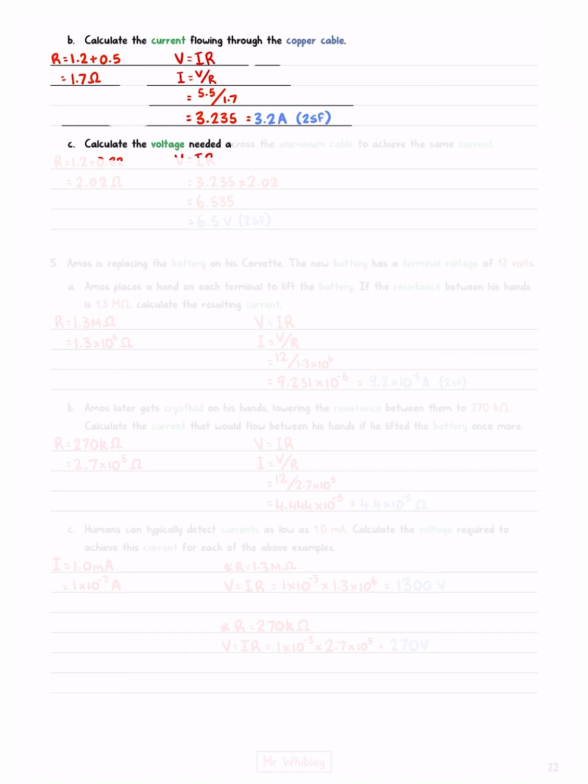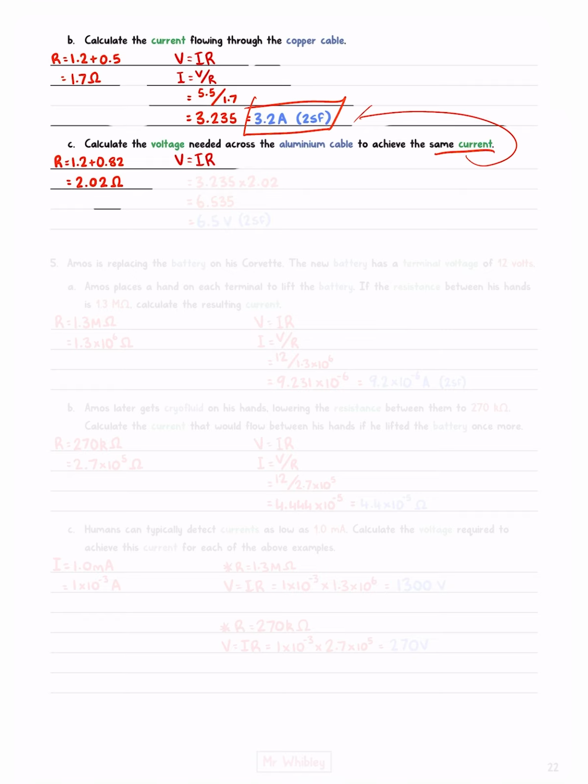Calculate the voltage needed across the aluminium cable to achieve the same current. Our total resistance is now the resistance of our device, 1.2, but now added to that is the increased resistance of our aluminium cable, 0.82 ohms, which gives us 2.02 ohms. Once again, knowing that V is equal to IR, where the current is the current that we found in the last question, since we're calculating the voltage needed for the same amount of current, and our resistance is our 2.02, which is the resistance with our aluminium cable. Putting those numbers in gives me 6.535 or 6.5 volts to two significant figures.